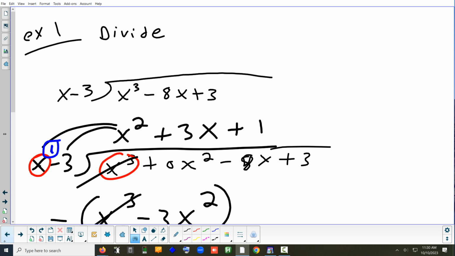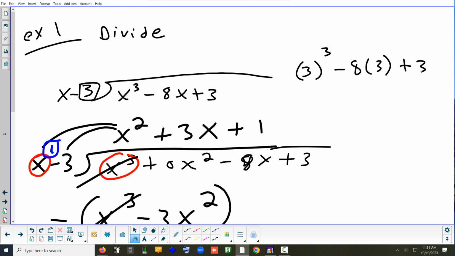We divided this by x minus 3. What's the number after the minus sign in the divisor? Just the number after the minus sign. 3. Let's take 3 and plug it into what would be the numerator if you wrote this as a fraction. Okay, x cubed minus 8x plus 3. So take the 3 and plug it into x. 3 cubed minus 8 times 3 plus 3.